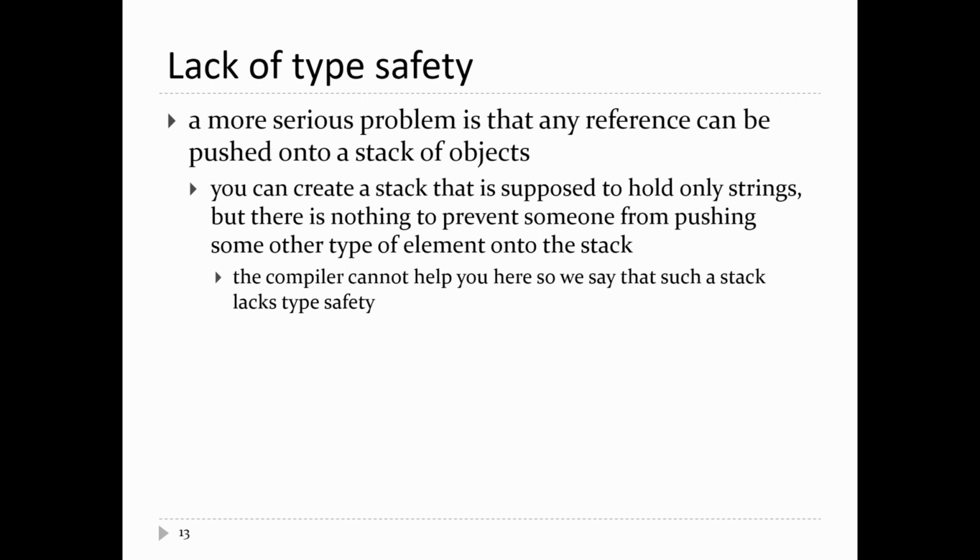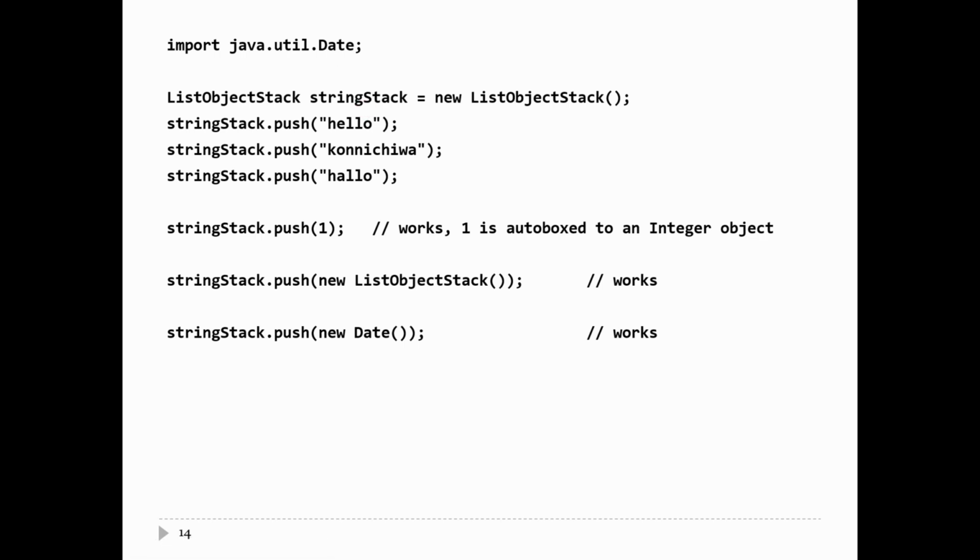There's a more serious problem, though, with this particular implementation. You can make a stack that's only supposed to hold strings, but because the underlying stack is a stack of Object, you can push whatever you want onto the stack. There's no way for the compiler to help you here. Right? So for example, here's my stack of strings, push some strings onto the stack. I can now push the number 1 onto the stack, and this works because the compiler converts 1 to a big I Integer. And now you've got an integer sitting on top of your stack. You can make another stack and push it onto your stack. And you can make a date and push it onto your stack.